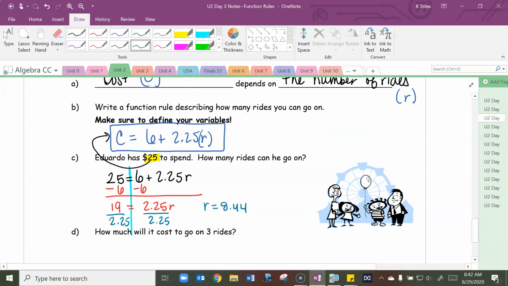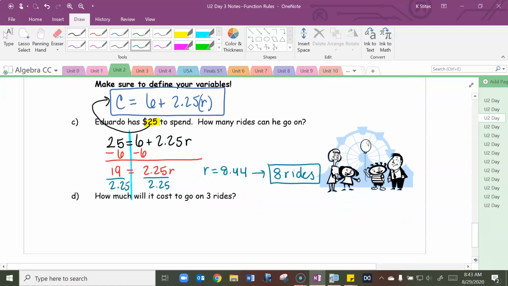Now, can we go on 8.44 rides? We cannot. Do we have enough money for 9 rides? We do not. So this we are going to round down to 8 rides, and we would just have some money left over. Okay, because we can't go on like 8.5 rides. You can't get on and then be like, nope, I'm getting off. Okay, once you paid, you paid.